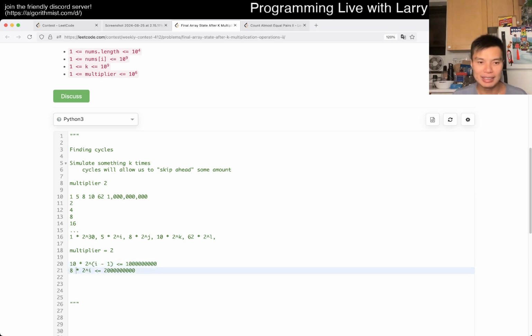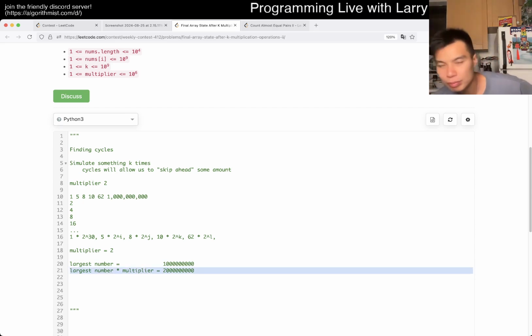So now you have the smallest number. The smallest number is equal to the largest number when you started anyway, and then it becomes the smallest number at some point. So the largest number is equal to this. The largest number times the multiplier is equal to 2 billion. So what does that mean?